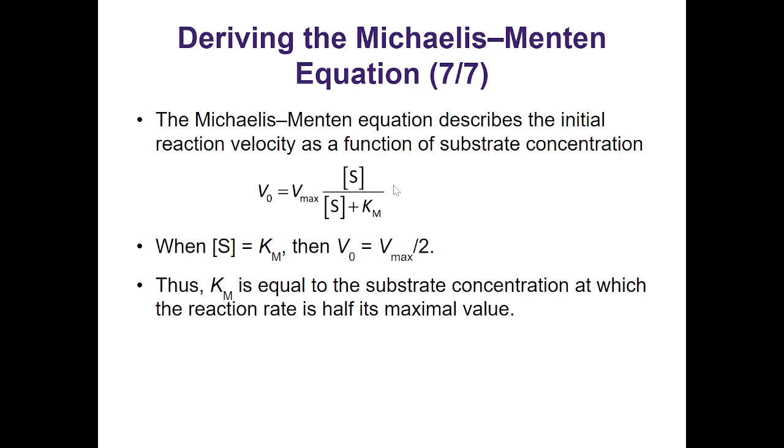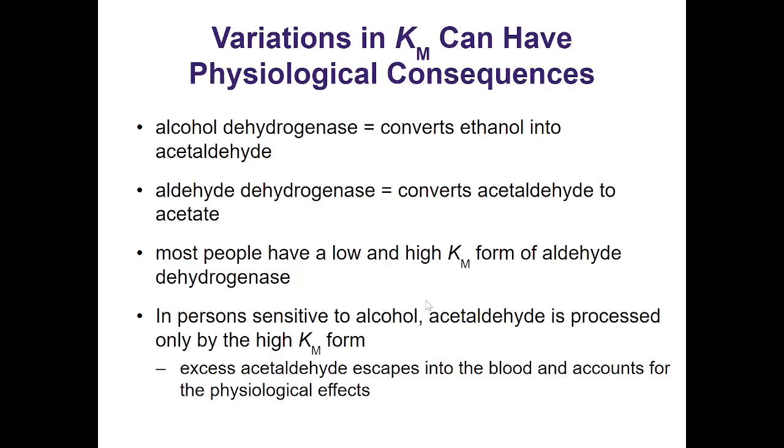Okay, so again, this Michaelis-Menten equation is going to describe your initial reaction velocity as a function of your substrate concentration and not much else. The rest of this stuff's constants. Okay? So when the substrate concentration equals Km, then you would actually have V0 equaling 1/2 of Vmax. The Km is actually the substrate concentration, of course, at half of the maximal value.